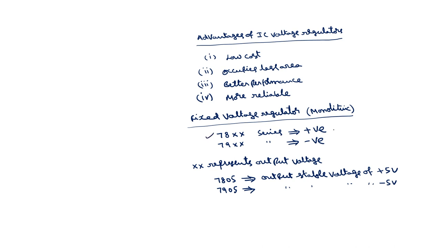And this 78 series can have 7 different output voltages. XX can be 5 volts, 6 volts, 8 volts, 12 volts, 15 volts, 18 volts and 24 volts. This is capable of supplying 7 different output voltages. Accordingly, the IC number will vary. This 79 series also will give all these 7 ranges. In addition to this, it can provide 2 more extra voltages. One is minus 2 volts, another is minus 5.2 volts.